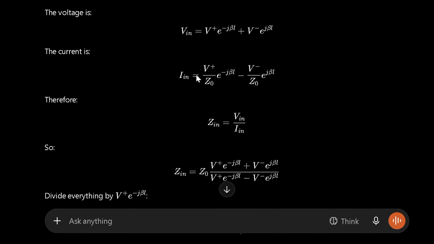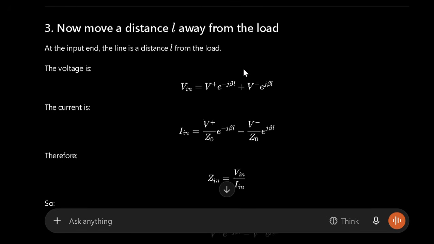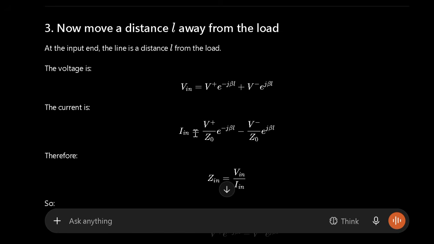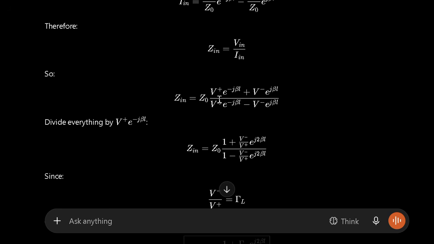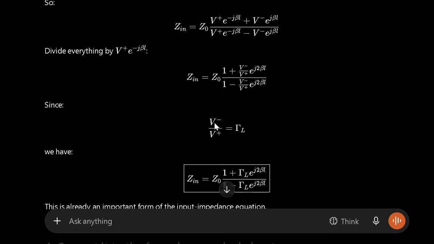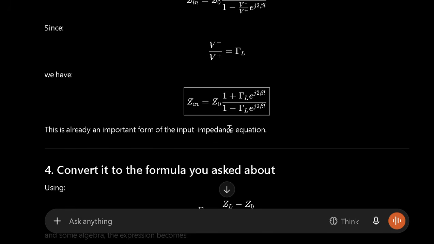Now move a distance away. We get this Zin by Vin. We say Vin equals Z naught. We substitute this here: V plus, minus V minus, reflection coefficient e to the power minus J2 beta l. This is already important for the impedance equation.